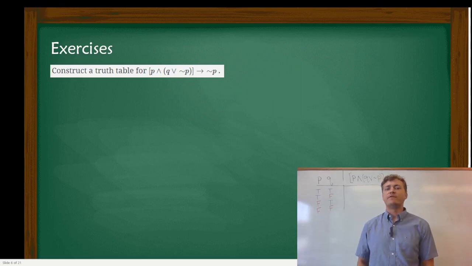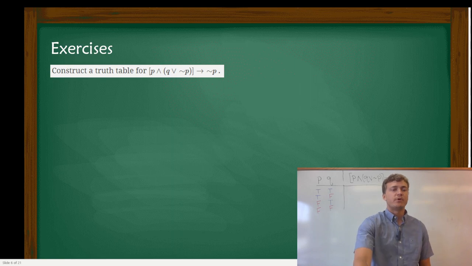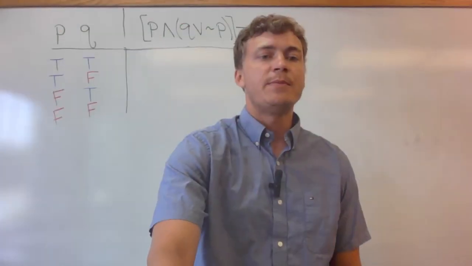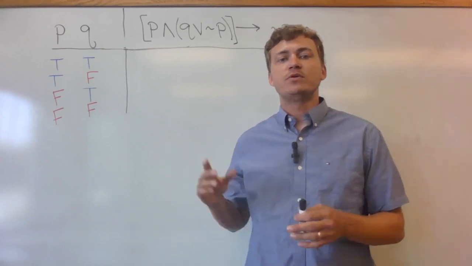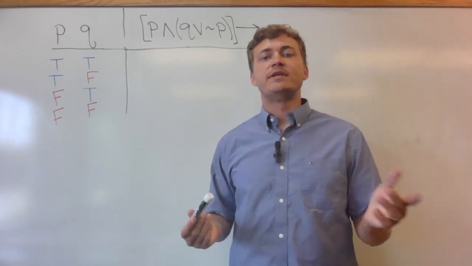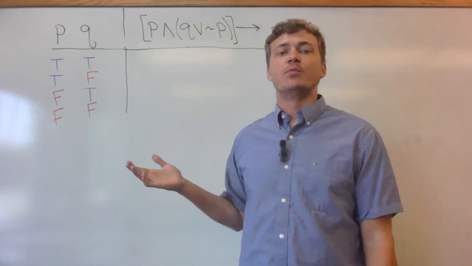Construct a truth table for the following statement. We have here that P and Q or not P implies not P. So again, to construct a truth table here, we will go to the full screen and keep in mind where we're going to start and where we're going to end, because there are some notations. Some of these symbols are going to take precedence over the others. In other words, we have to start somewhere first.